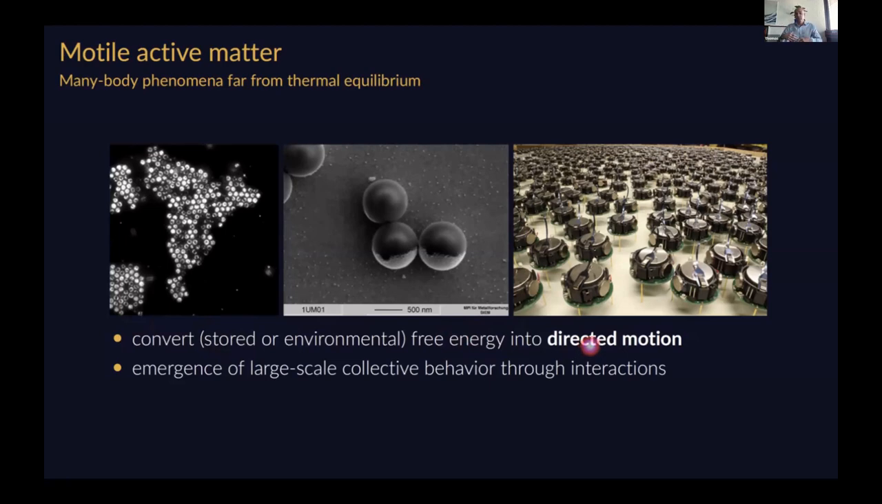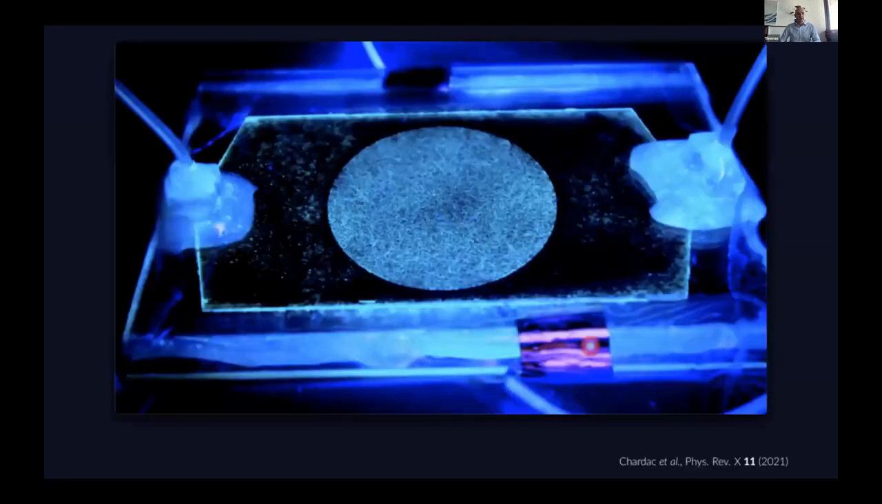So there is no global symmetry breaking, but there is dissipative dynamics on the local scale. Here's another example. We can now prepare these systems with millions of particles.